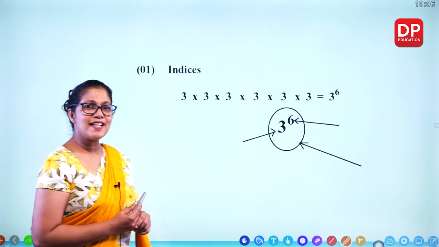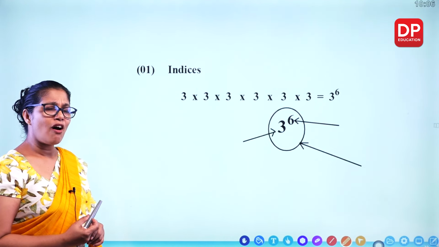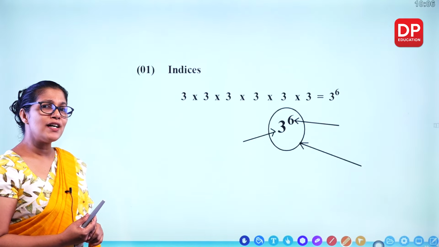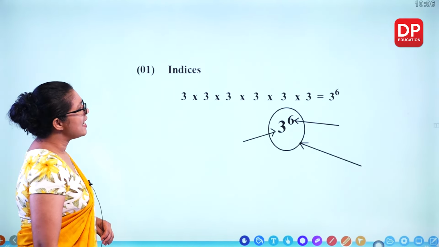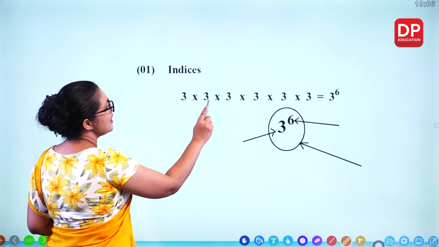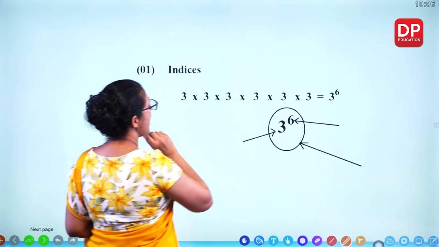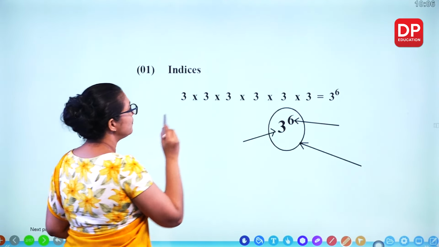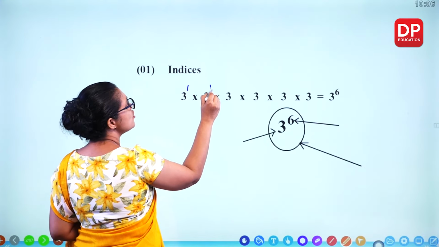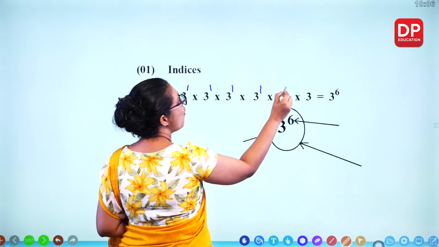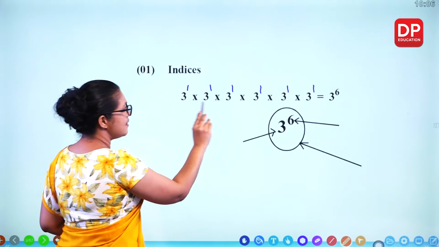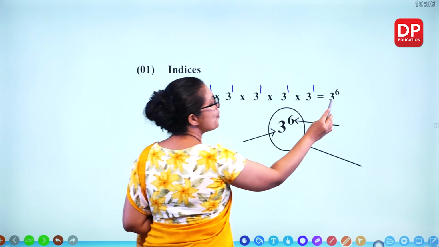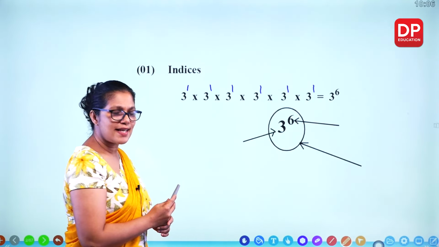So what are indices? Powers, or another name for a power we can say exponents. Now we'll take this number 3, 3, 3 several times. So how many 3's are there? 1, 2, 3, 4, 5, 6. So we can write this number as 3 to the power 6.